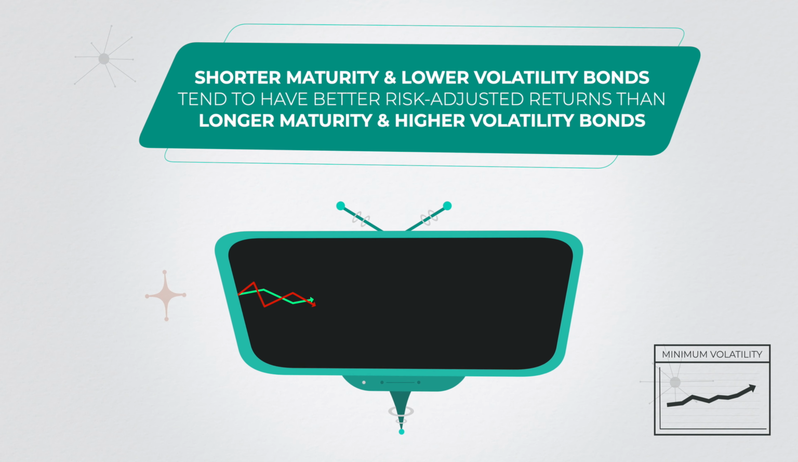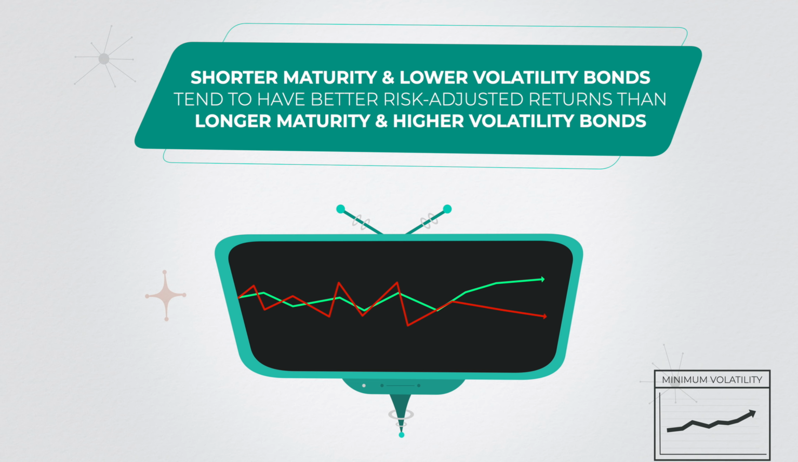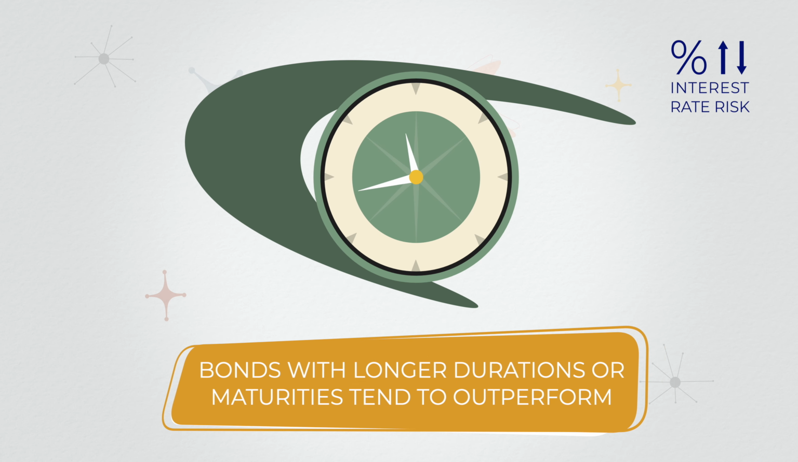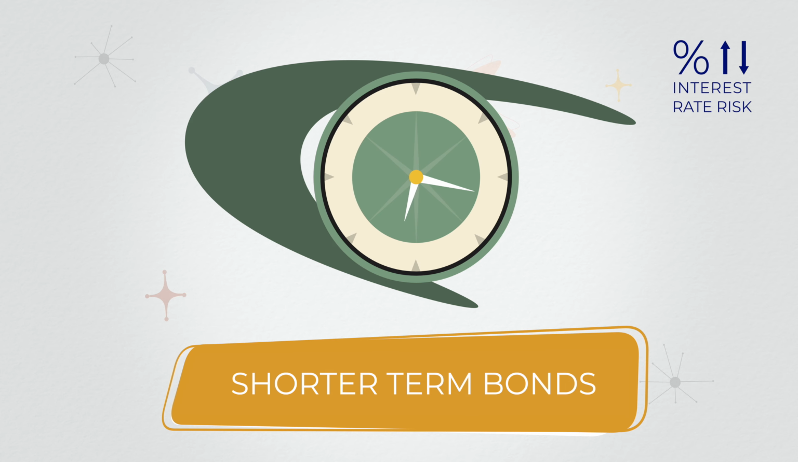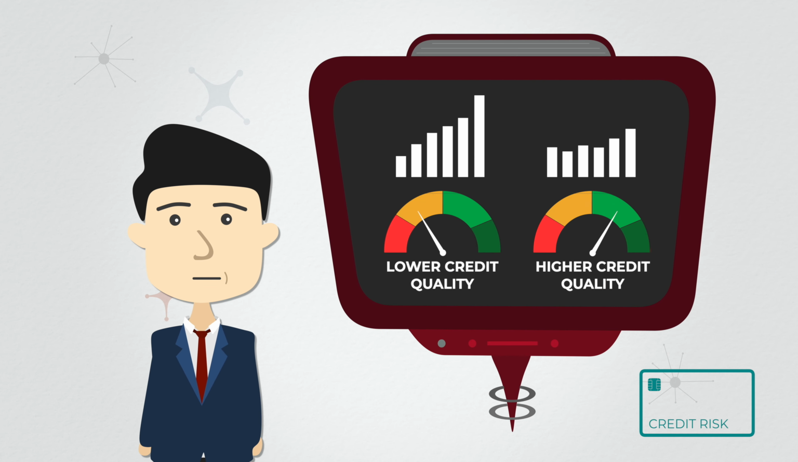Shorter maturity and lower volatility bonds tend to have better risk-adjusted returns than longer maturity and higher volatility bonds. Interest rate risk. Bonds with longer durations or maturities tend to outperform shorter-term bonds. And credit risk. Bonds with lower credit quality tend to outperform bonds of higher credit quality.